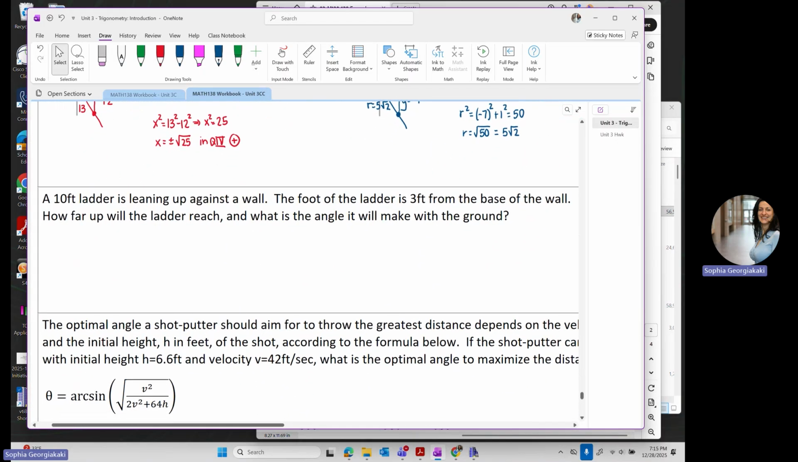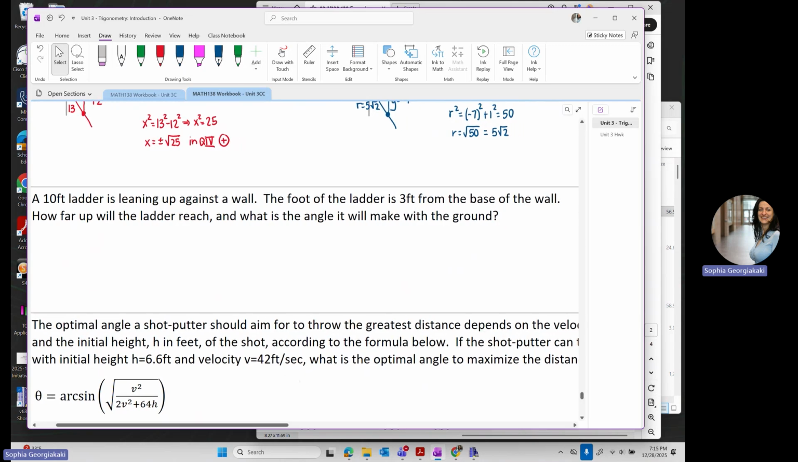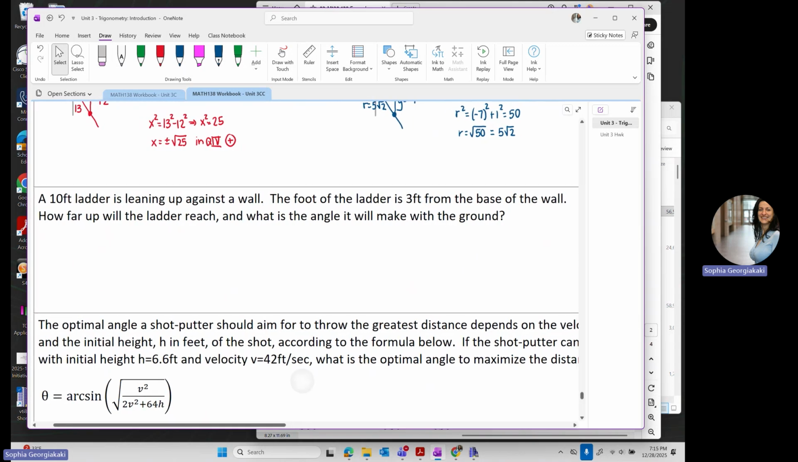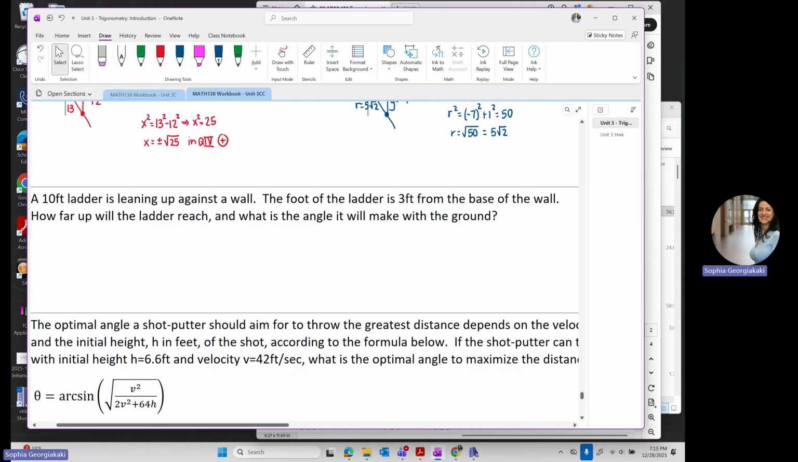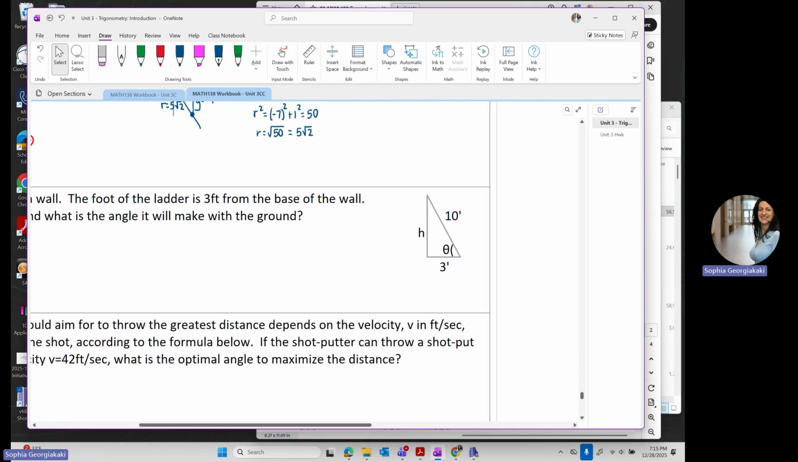Another application is a 10-foot ladder leaning up against the wall. The foot of the ladder is 3 feet from the base of the wall. How far up will the ladder reach, and what is the angle it will make with the ground? So the 10-foot ladder is the hypotenuse of a triangle. The building is the vertical leg. It is 3 feet out on the ground, and they're asking me for h, and they're asking me for theta.